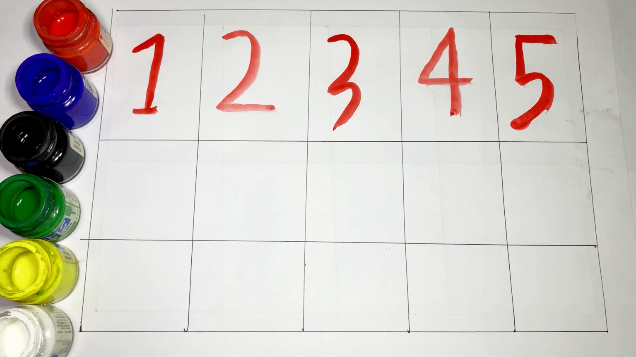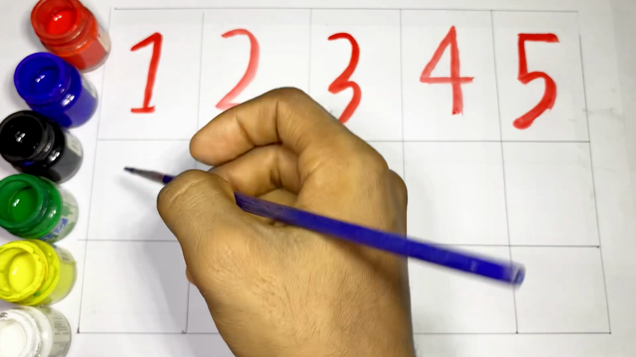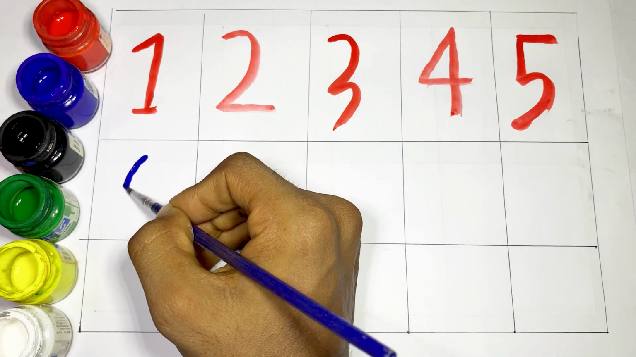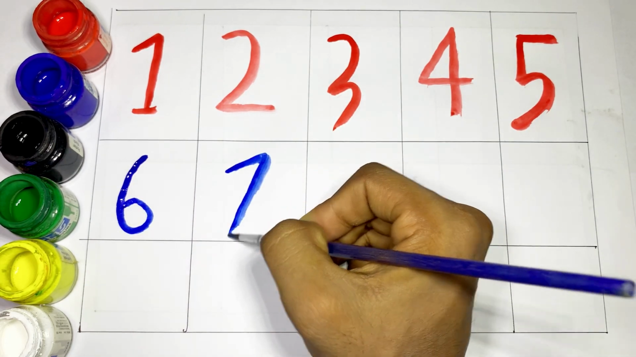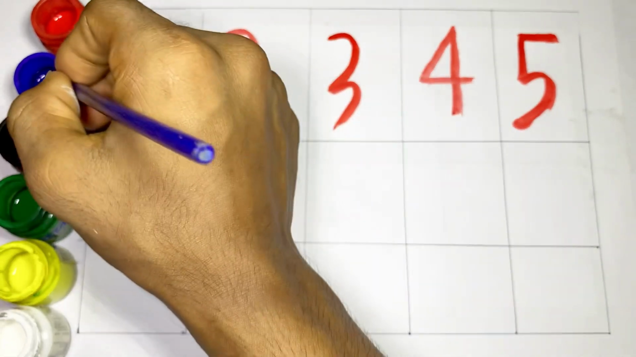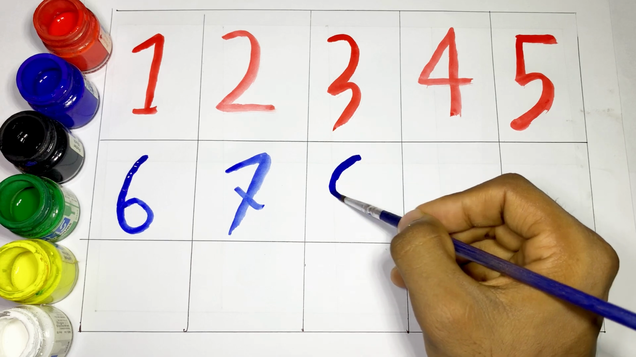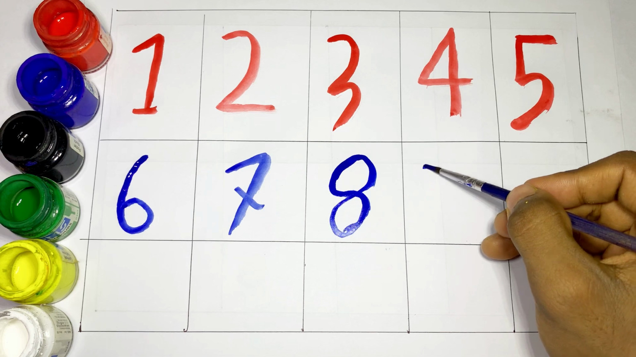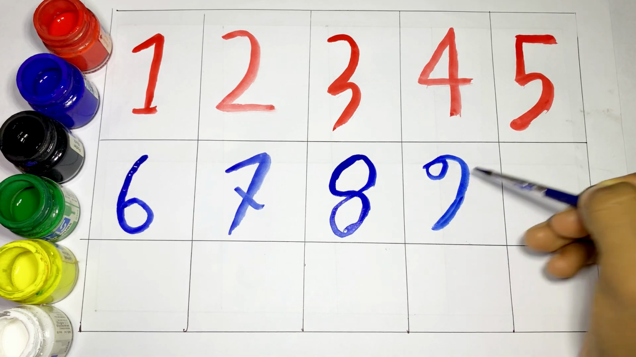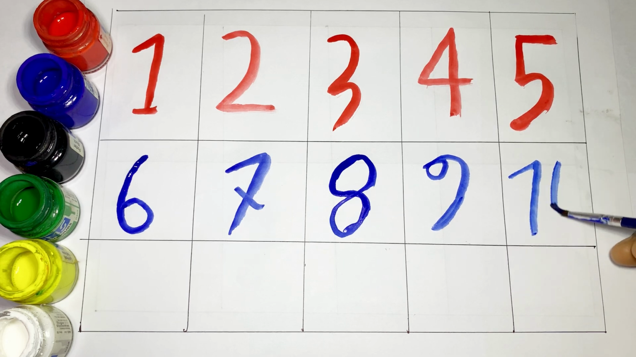Kids, now 6, the number 6, and use blue color. 7, S, E, V, E, N, 7. Kids, again use blue color and draw 8, E, I, G, H, T, 8. 9, N, I, N, E, 9. 10, T, E, N, 10.